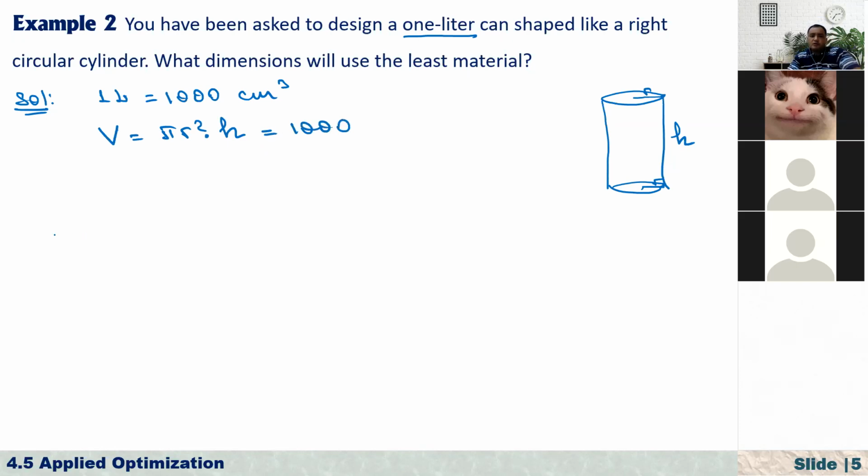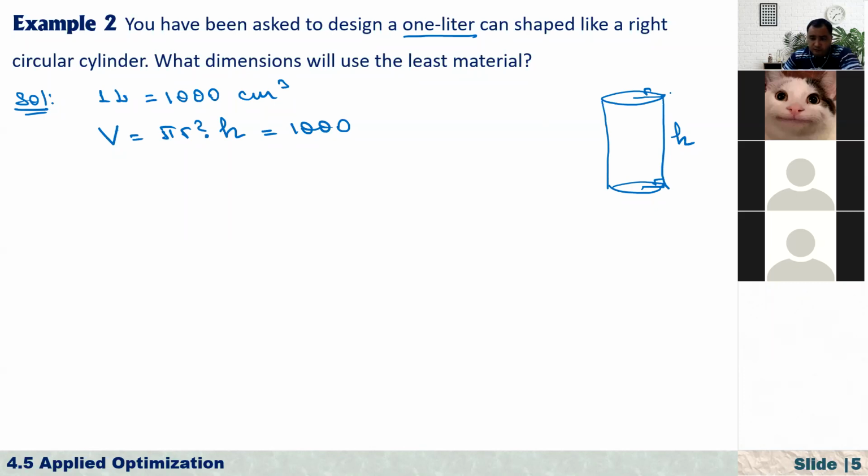All right. The question is, if we are going to design such a cylindrical can, and we are going to use the least amount of material to make it, what must be the dimensions of this cylindrical can? That means that for the dimensions r and h, we have to find the values.